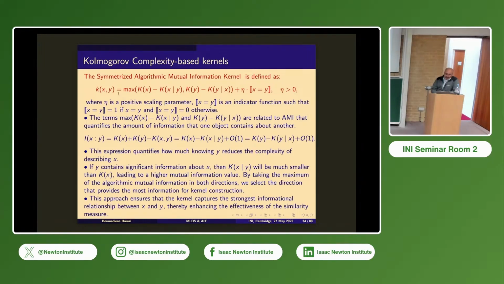So this is the other kernel that we got, which is the symmetrized algorithmic AMI kernel. This expression quantifies how much knowing y reduces the complexity of describing x. If y contains significant information about x, then K(x|y) will be smaller than K(x), and essentially it will reduce to K(x). Otherwise, this will be smaller. Here, the kernel captures the strongest informational relationship between x and y, and so the similarity measure is enforced from this point of view.